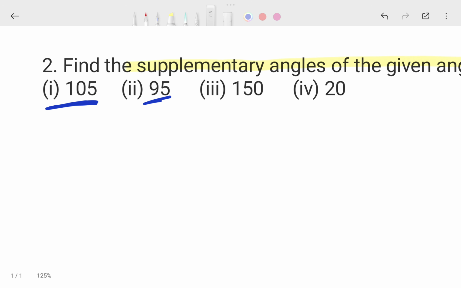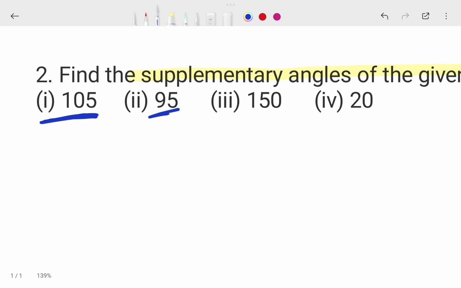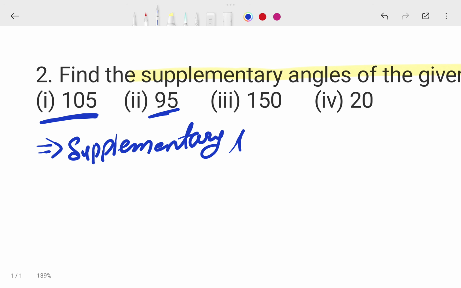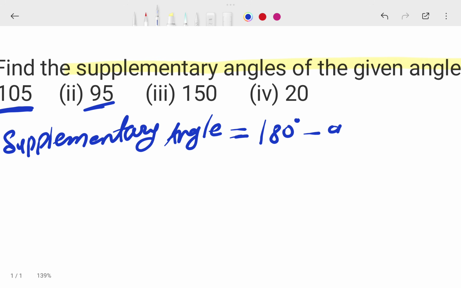So first write one thing here. You have to write: supplementary angle equals 180 degrees minus the given angle. Supplementary angle is how much? 180 degrees, and you have to subtract the given angle to find the supplementary angle.